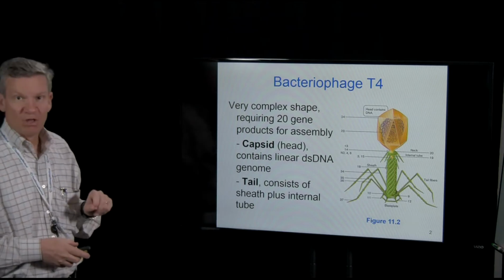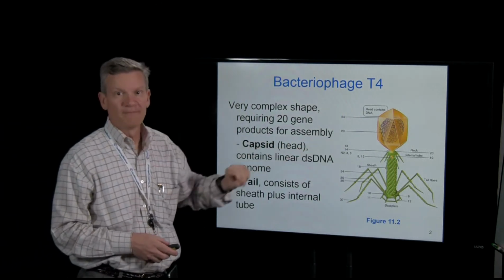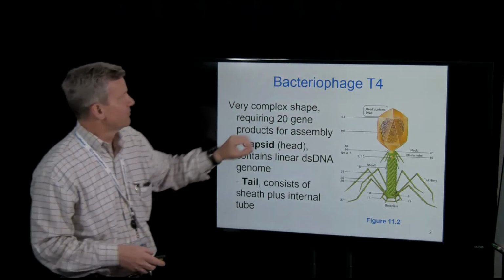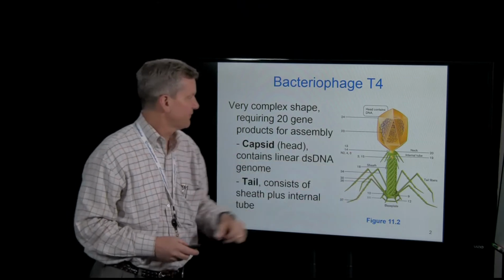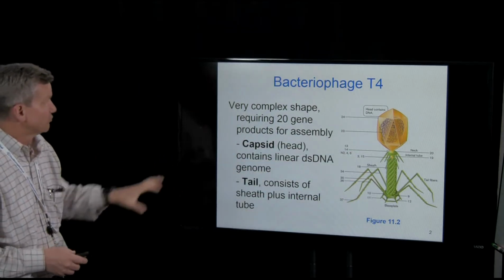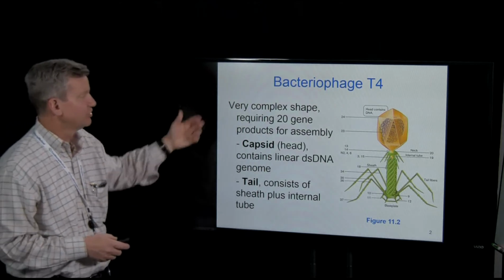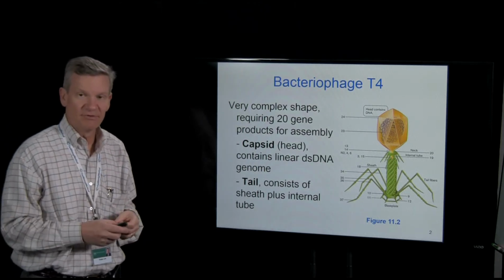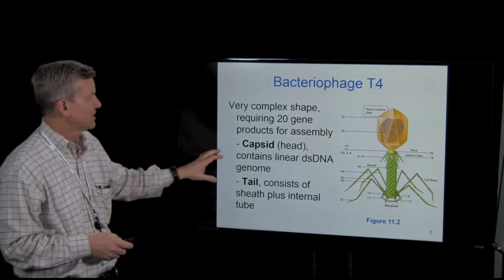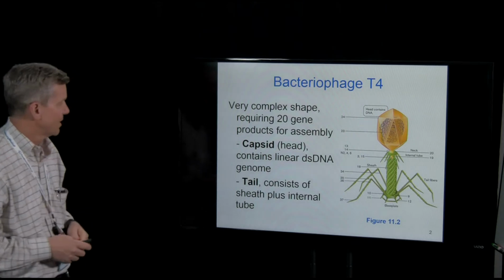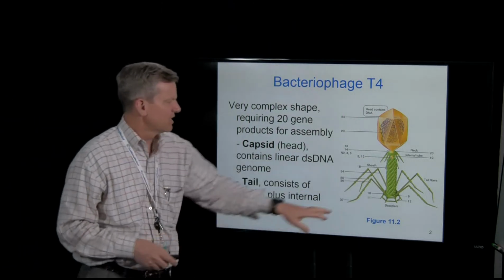So we'll start small with bacteriophage T4. This should look familiar once again. We have a head with a nucleic acid in it, sheath and tail fibers. It's really quite a complex shape. It requires 20 genes, even though it is a bacteriophage and infects bacteria. The capsid has linear double-stranded DNA, and the tail has the fibers and the sheath and actually a base plate as well.